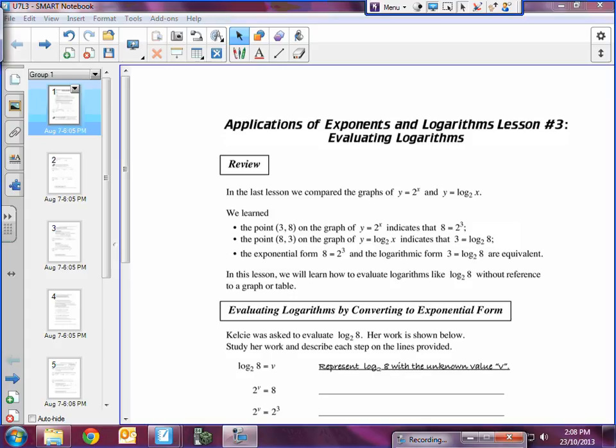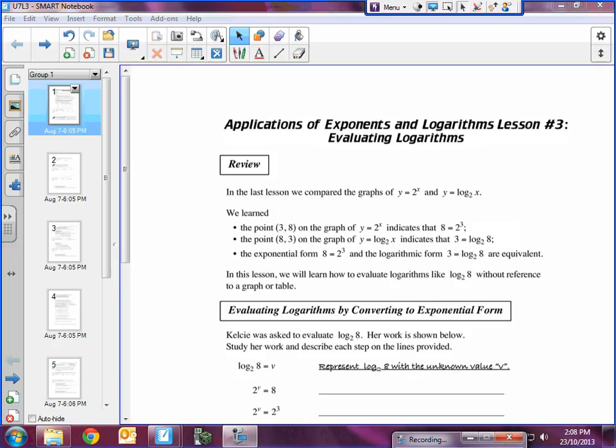This is just review. Guys, pay attention, please. Are you guys all on the right page? 261. Everyone's okay? 261. Stanley doesn't even have his book open.